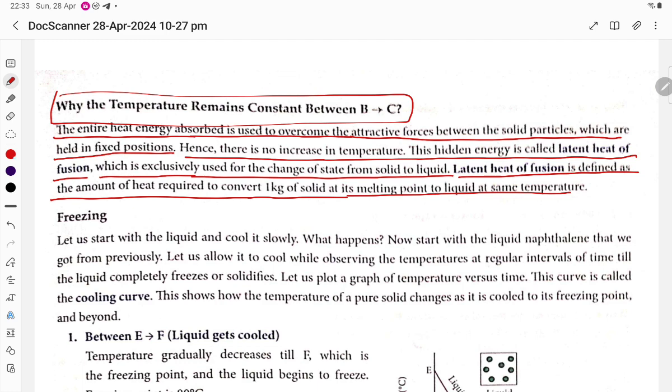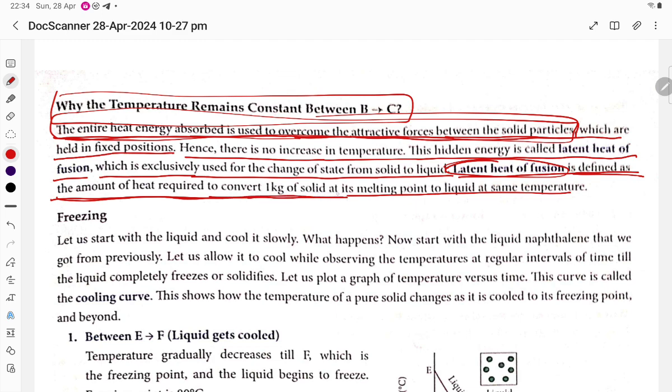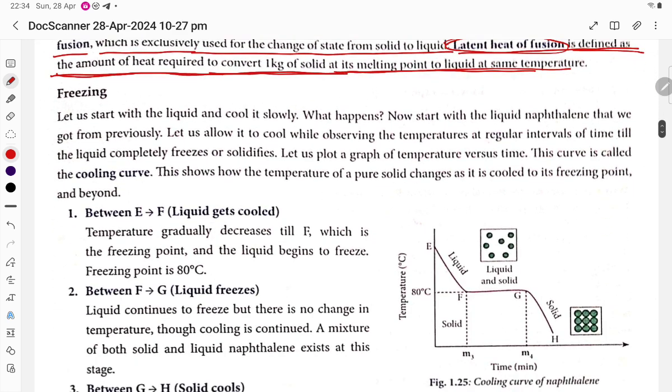So, what is the point, students? Here the heat energy absorbed is used to overcome the attractive force between the solid particles. The heat energy is absorbed to overcome the attractive force. What is the latent heat of fusion? It is defined as the amount of heat required to convert 1 kg of solid at its melting point to liquid at the same temperature.